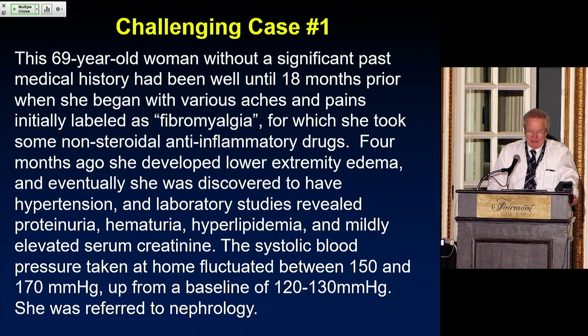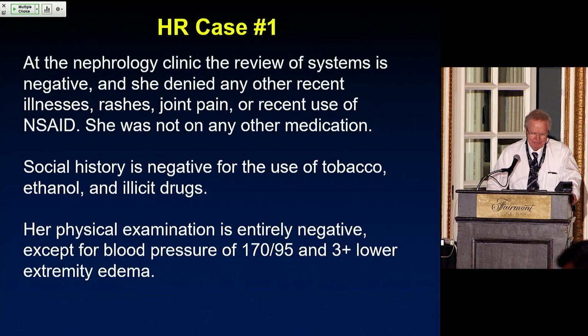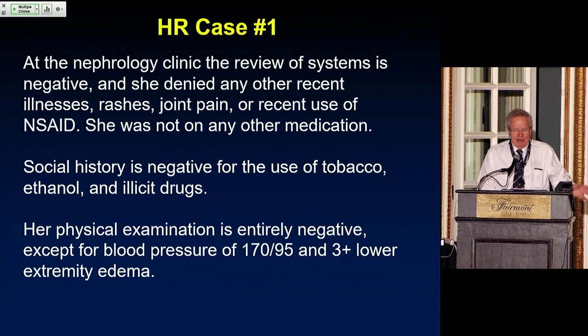And the laboratory studies revealed proteinuria, hematuria, hyperlipidemia, and a mildly elevated serum creatinine. The systolic blood pressure taken at home fluctuated between 150 and 170 systolic, up from a baseline of 120 or 130. And she was referred to nephrology. At the clinic, the review of systems is negative, and she denied any other recurrent illnesses, rash, joint pain, or recent use of non-steroidals. She was not on any other medication.